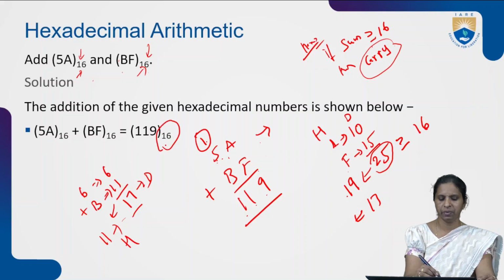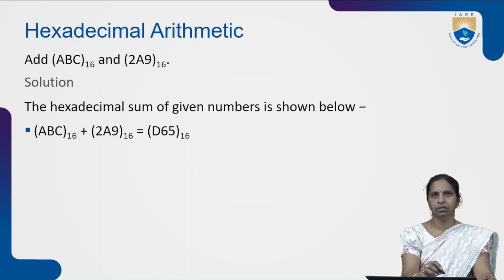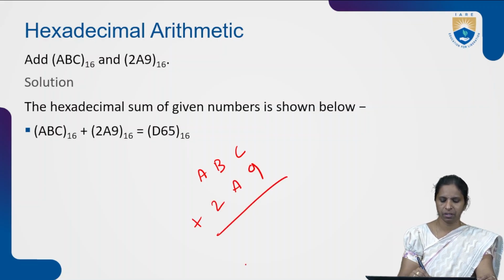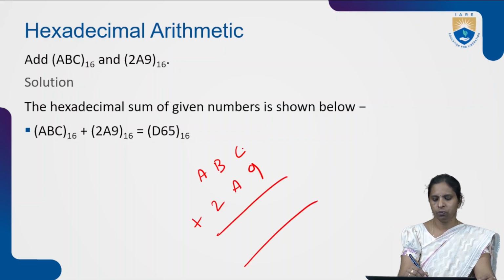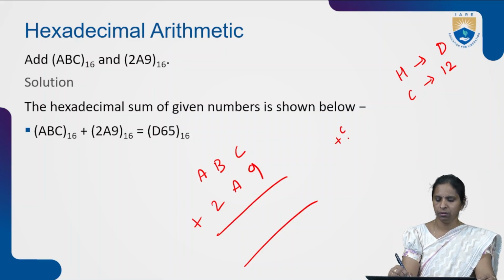And similarly, if you want to add two numbers ABC and 2A9, which are represented in the hexadecimal number system, then how can you perform the addition operation here? ABC plus 2A9. This addition operation you have to perform now. What is C in the decimal number system? C is 12. And C plus 9 you have to perform now.